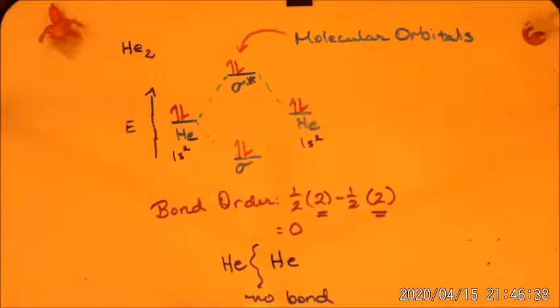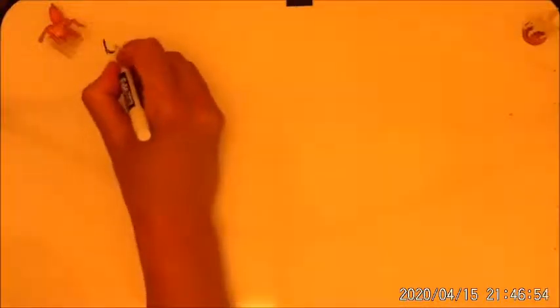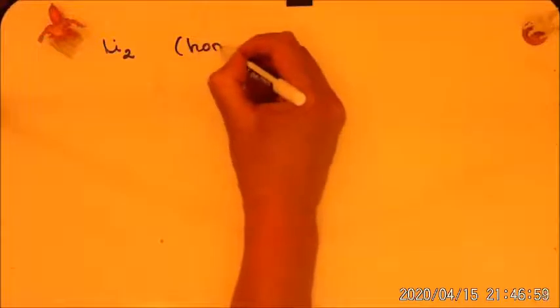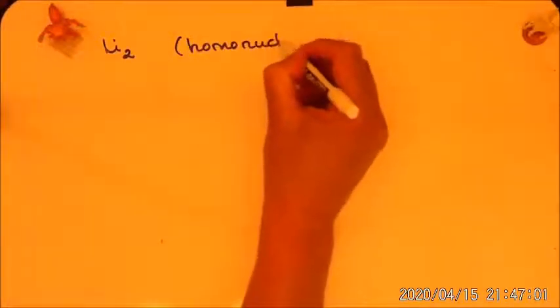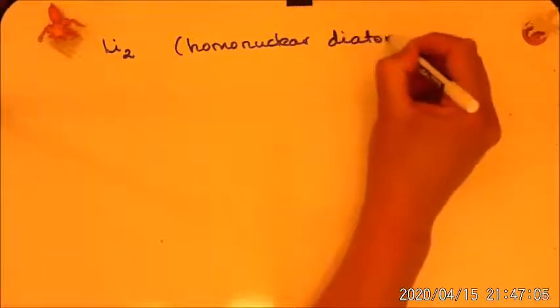Now let's take a look at row 2. So we'll just do lithium for this one, and then we'll look at a few other ones because we have to look at the p orbitals. So for row 2 we have lithium-2. This is, remember, my homonuclear, meaning the same nuclei, diatomic molecule that we're investigating.